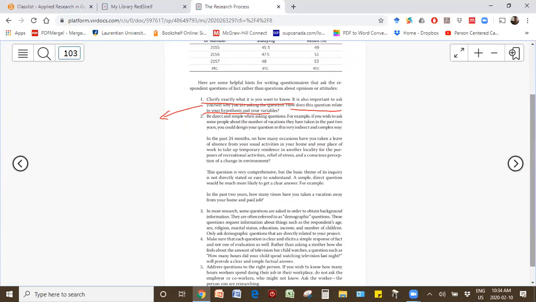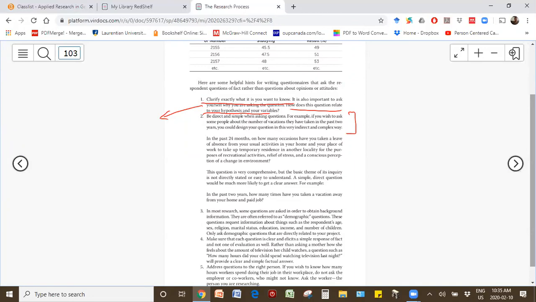Always be direct and simple when asking questions. The last thing you want is, if you ask a complex question during a questionnaire or a survey, what do you think would happen? The response you get may not be meaningful to your research objective because people may not choose to answer it, or people may answer one portion of it and not another, right? And they give an example.